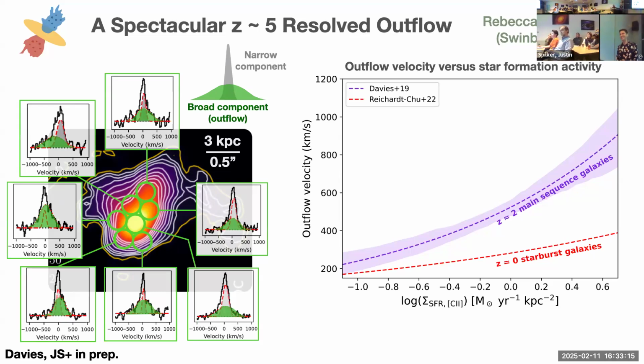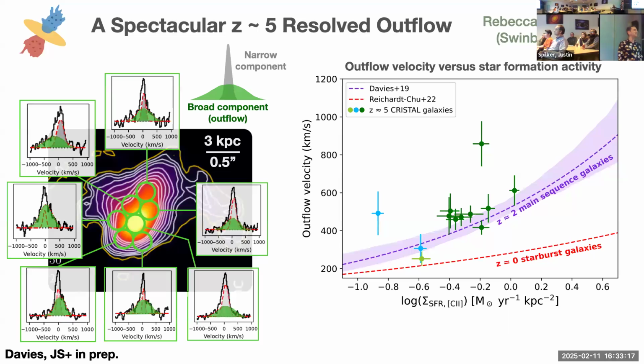Okay, so if she puts each of these individual regions on a plot like this, what she finds is that the outflow velocities don't seem to have really evolved that much compared to redshift 2. They're maybe slightly higher than what you would have expected based on the redshift 2 work, but not dramatically so. So it doesn't seem like these outflows are super crazy.